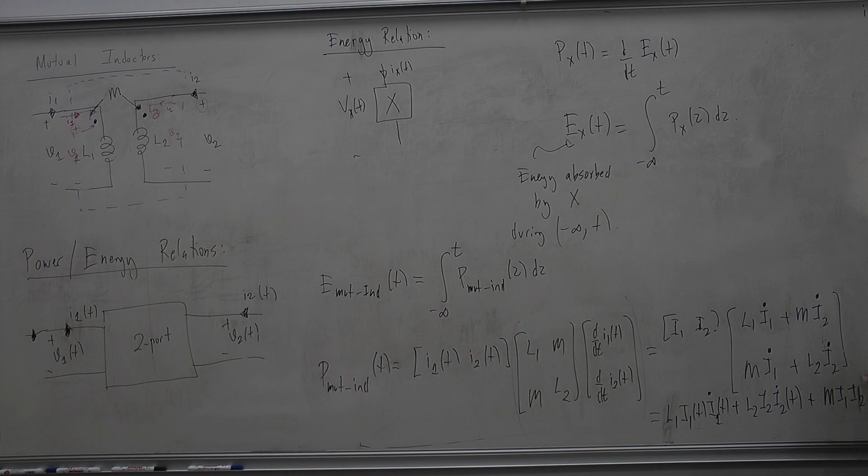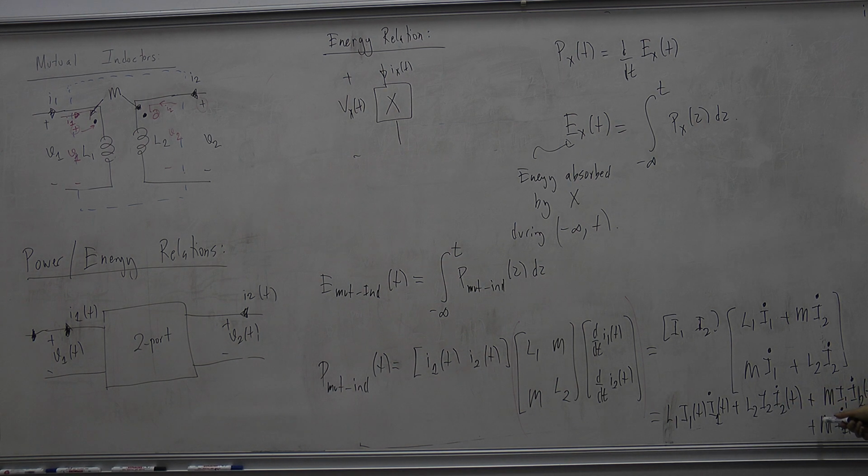I1 as a function of time. I2 as a function of time. So I put a dot over here. Let's check. I1 times this: I1 dot times L1 is present over here. I1 times M I2 dots. I2 times this, not very clear, but I2 times that is also present.